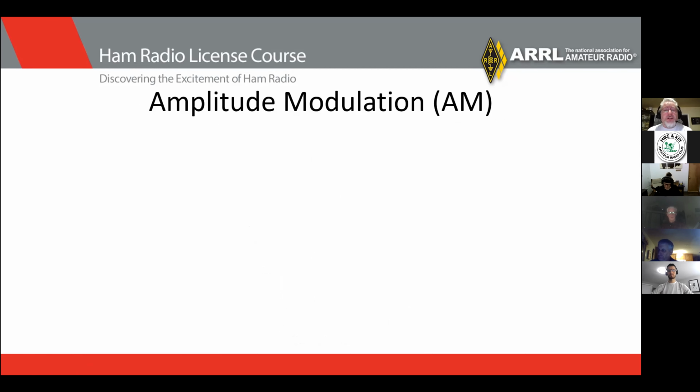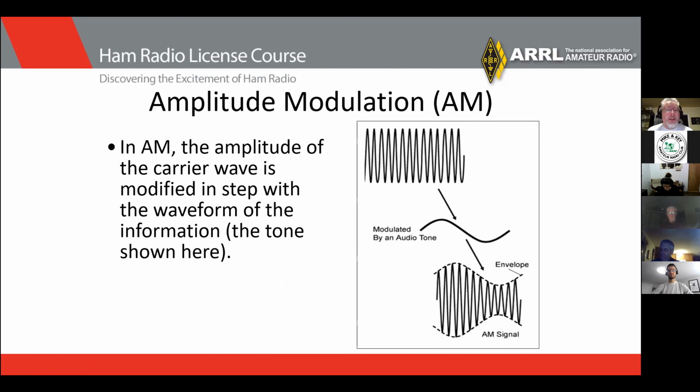Amplitude modulation, or AM. In AM, the amplitude of the carrier wave is modulated in step with the waveform of the information. Here is the tone. So here you have the audio tone, and it's being mixed in with the carrier to give you an AM signal, which gives you an envelope here. And that's the AM modulation.